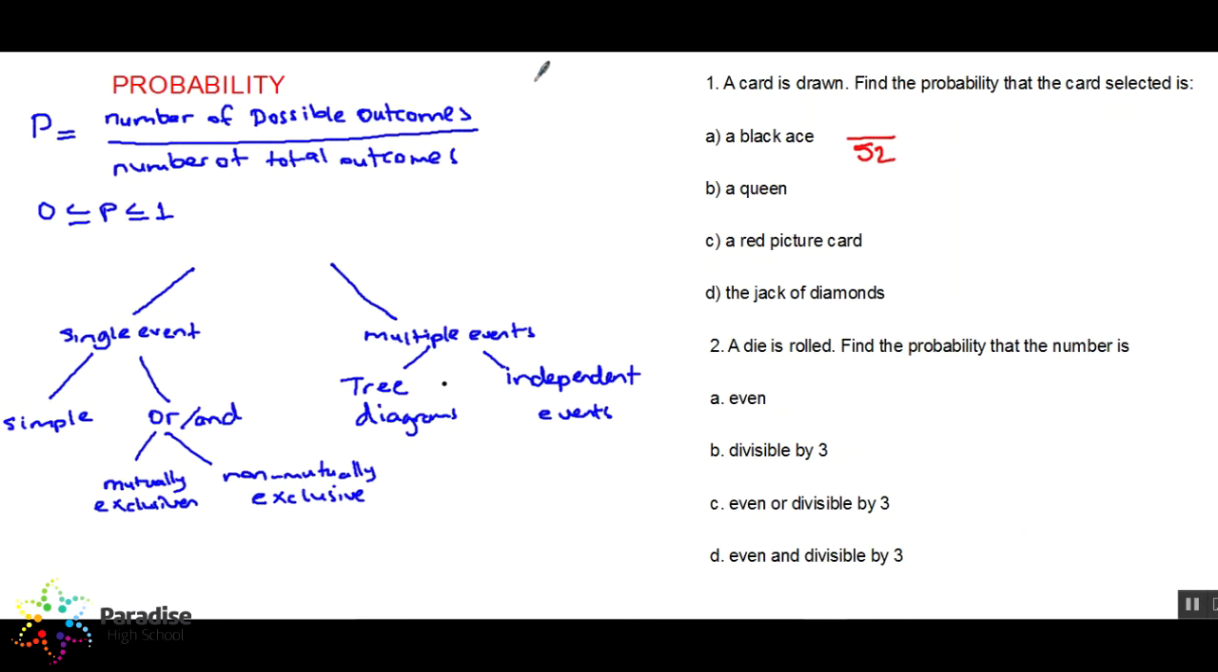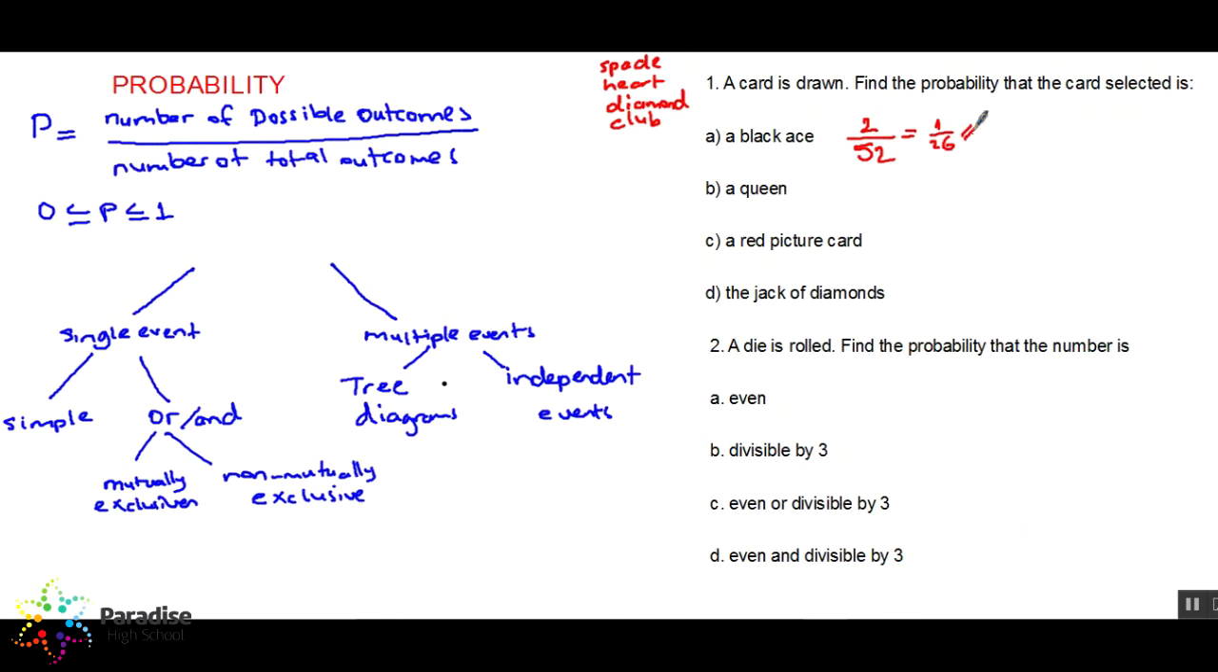okay, let's try to remember what kind of cards we have. We have spade, we have heart, we have diamond, and what is the other one? Spade, heart, diamond, and club. Okay, so then black ace, how many black ace? We have club and spade, so there are two, and probability we always simplify. So the answer will be 1 out of 26.